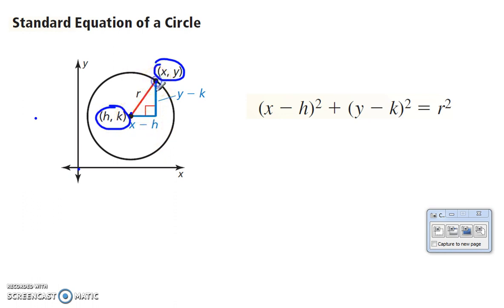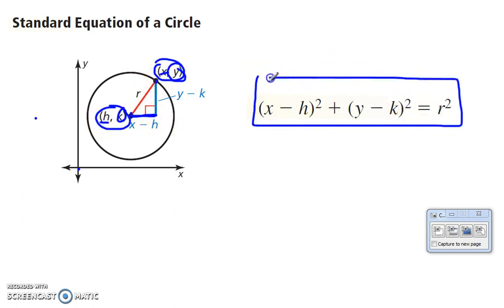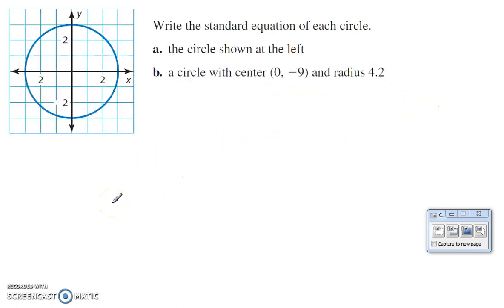The distance from here, if we go down the y-axis, then that means that's y minus k. So this amount minus this amount right here. If we move the x-axis, then that's x minus the h amount. So that leaves us with this formula. Basically still Pythagorean theorem, just we're using coordinates for that.